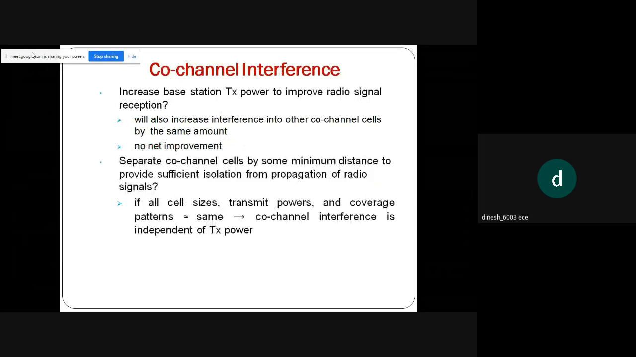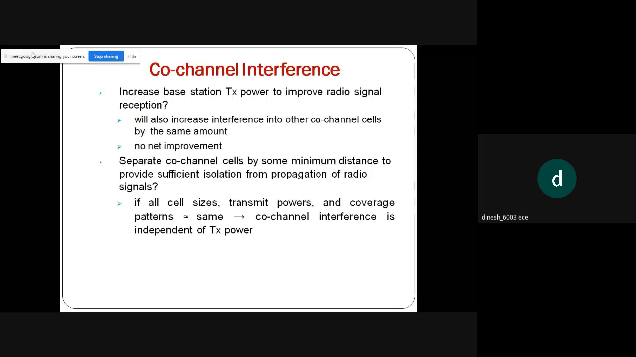So, in what cases does co-channel interference occur? Or if co-channel interference occurs, what will happen? Increasing the base station transmitter power to improve radio signal reception will increase the interference to other co-channel cells by the same amount. So, no net improvement will occur. Separating co-channel cells by some minimum distance to provide sufficient isolation from propagation of radio signals can be done. But if all cell sizes, transmit powers, and coverage patterns are the same, co-channel interference is independent of the transmitted power. So, this is the best way.